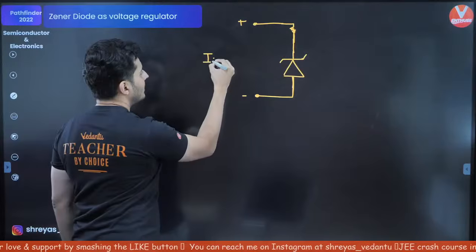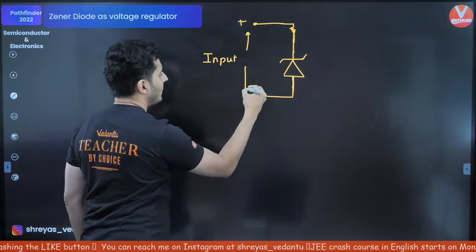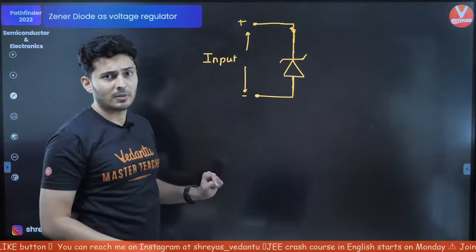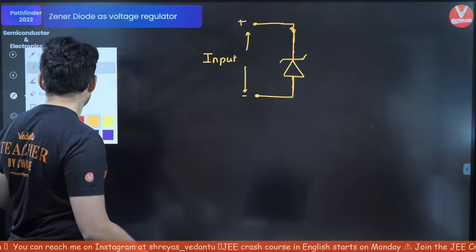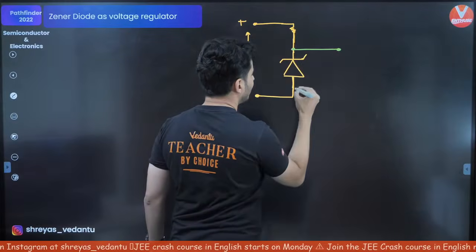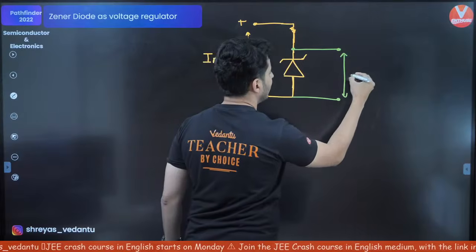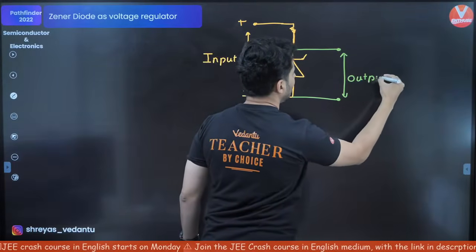This side is your input side. This is the negative and this is the positive terminal. And I take out 2 more terminals from here, and this is what I call the output.